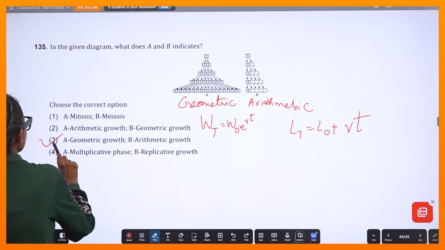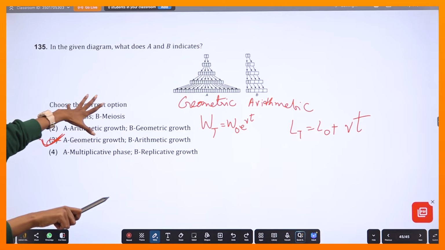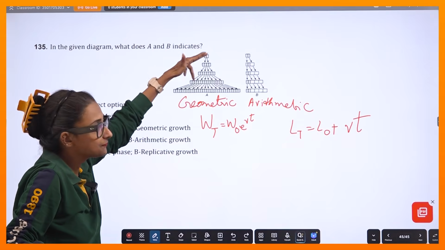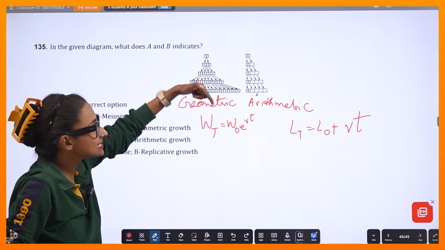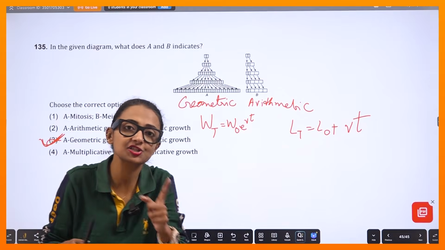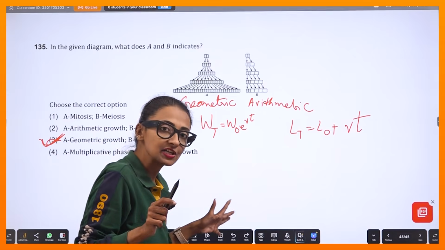Geometric and arithmetic growth. So 135, geometric growth rate, the first one, because in every generation, see, from each cell you are getting 2 more. But here in every generation one cell is added, right? Fine. So I think I have finished this much.